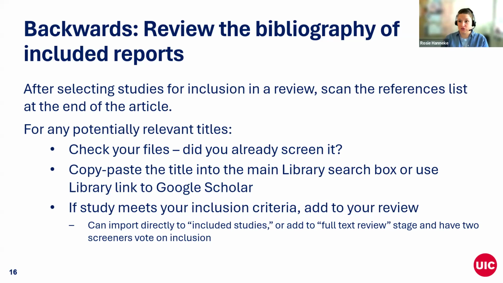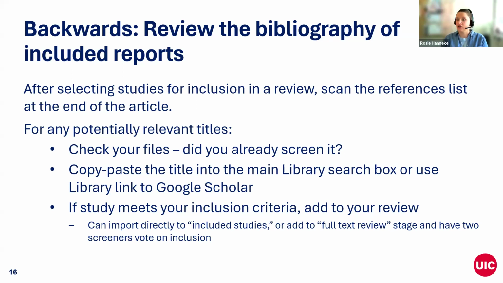If you didn't already screen it, if this is truly a new citation, you're going to paste the title into the main library search box or use our link to Google Scholar to find the full text. You're going to review it as usual. And then if that study meets your inclusion criteria, you'll add it to your review. There's a couple ways you can do that.